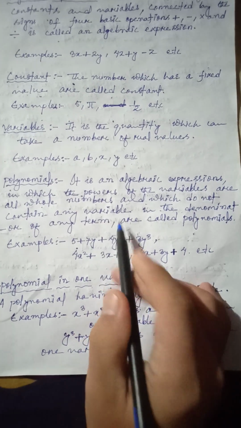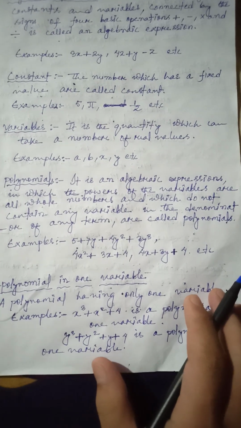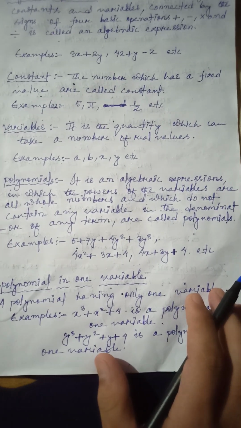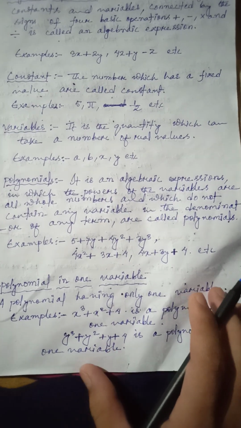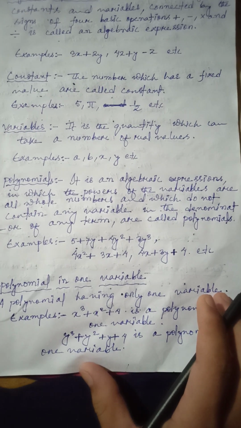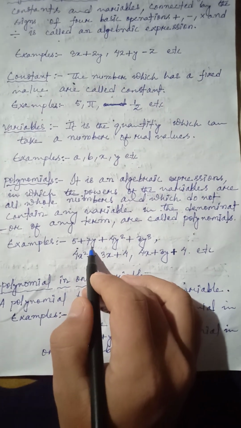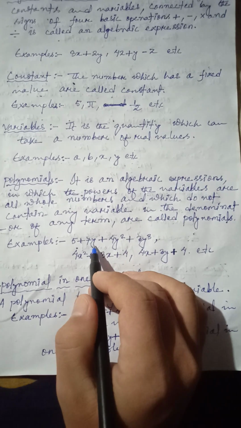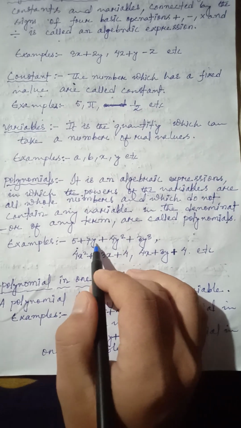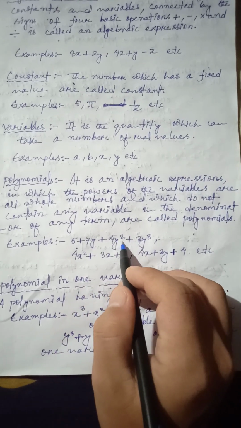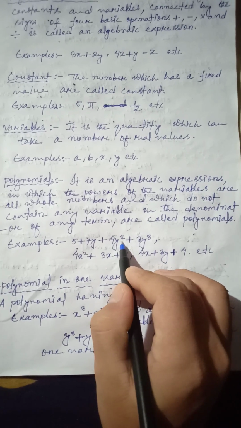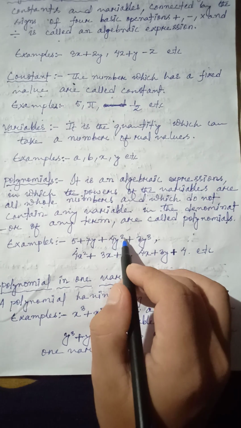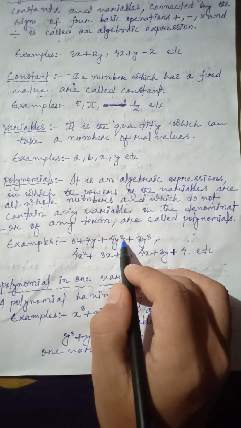Whole numbers are those numbers where we start counting from 0, 1, and so on. All these numbers fall in the whole numbers. So if the algebraic expression that we got has powers that are whole numbers, then we can say that it is a polynomial.